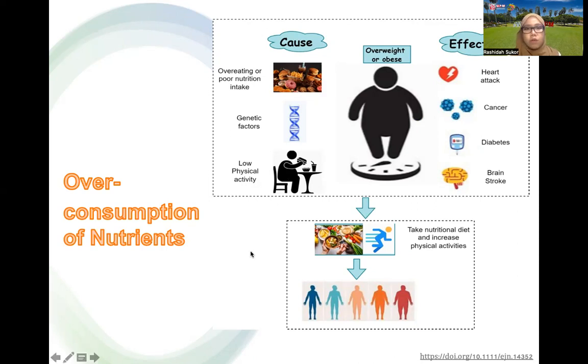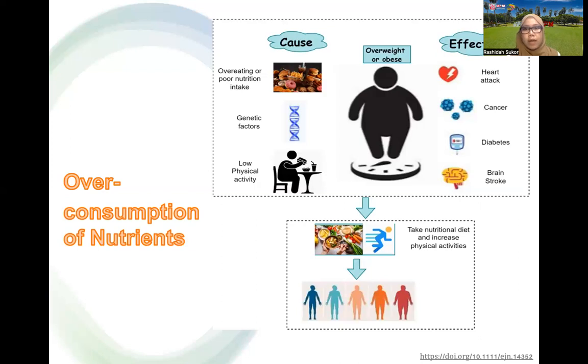So the cause of obesity is overeating, or can also be poor nutrition intake. It can also be genetic factors and low physical activity. But like we have mentioned in the second part, on energy balance, we should maintain the balance between the consumption and also the expenditure.